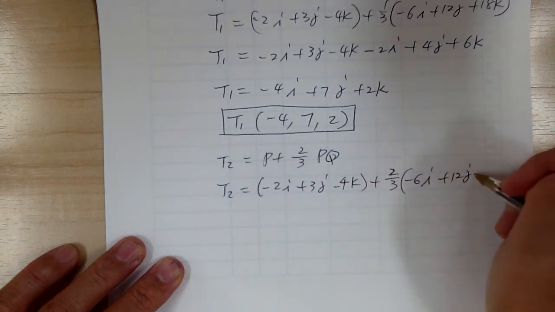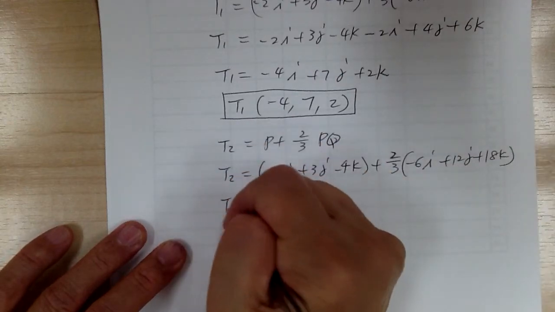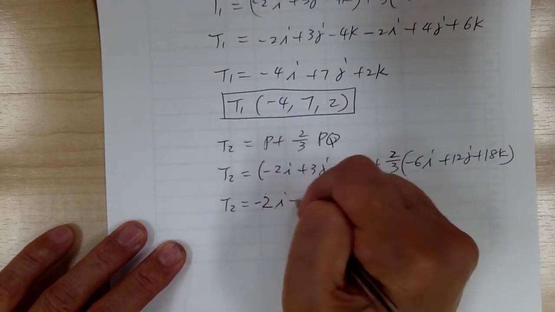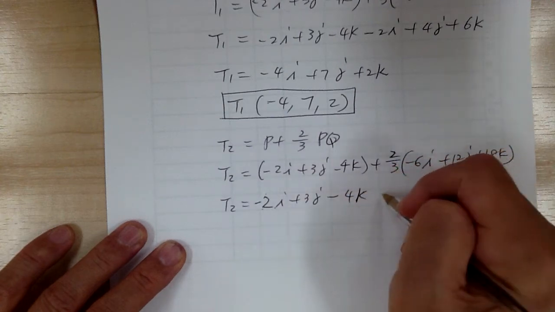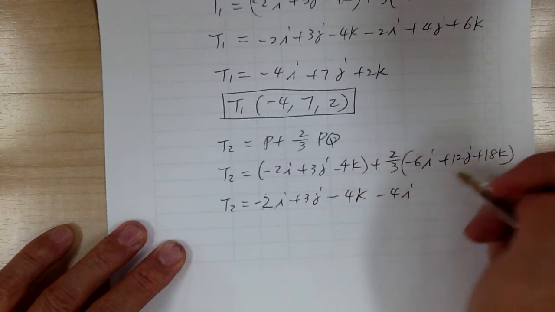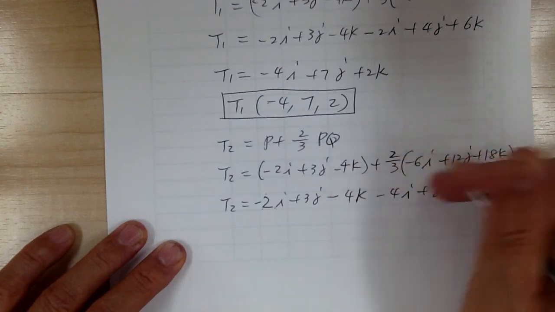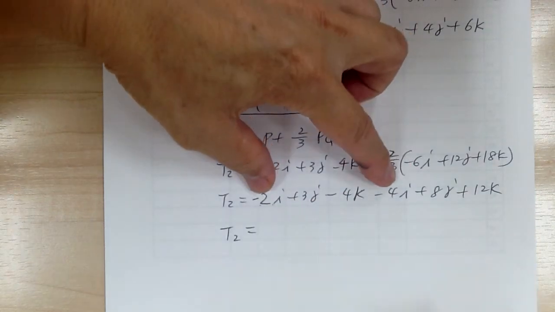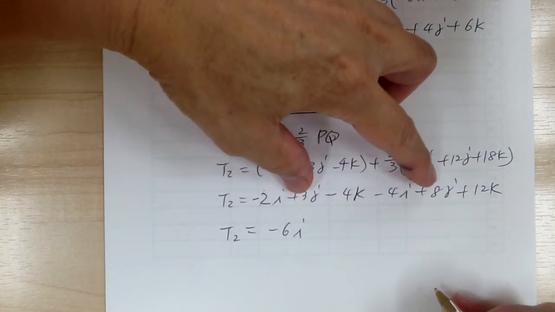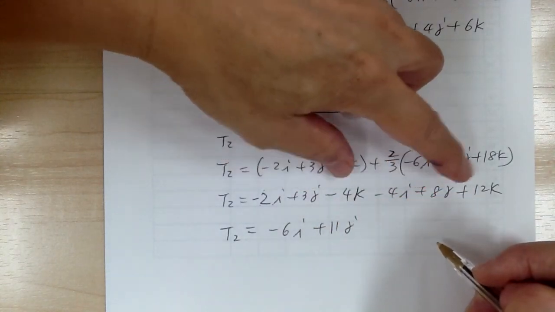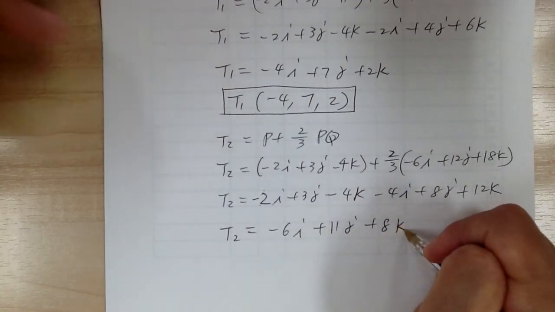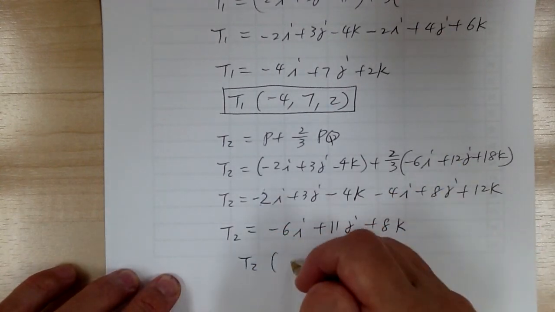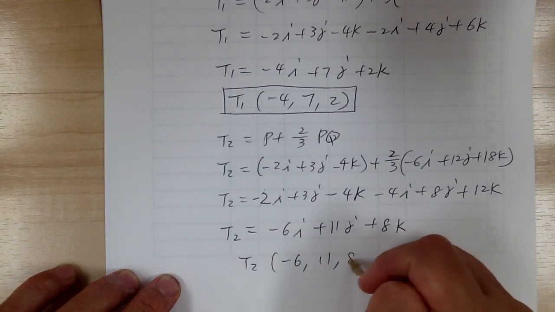So again, once you do a few of these, it's not too bad. Okay, so work out the math. Once you work out, you can get rid of parentheses. Okay, distribute, so minus 4i, distribute plus 8j plus 12k. Okay, so go and add corresponding part. So this will give you -6i, and this would be plus 11j, and this would be plus 8k. Okay, and then your coordinate would be -6, 11, and 8.